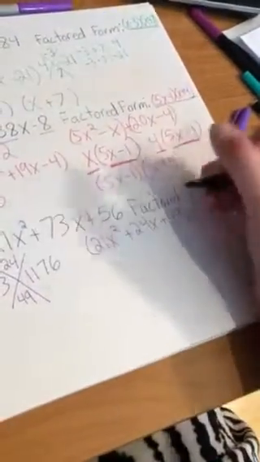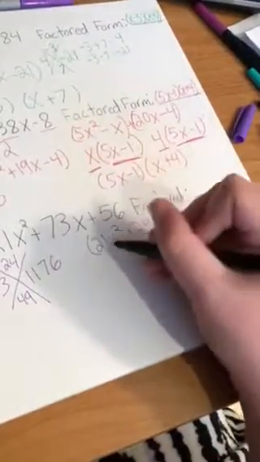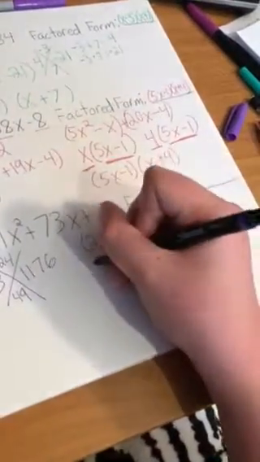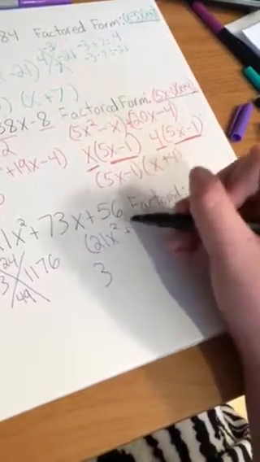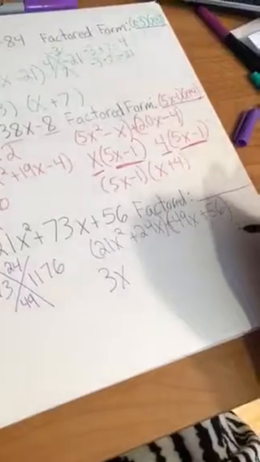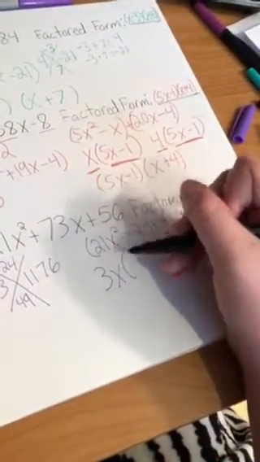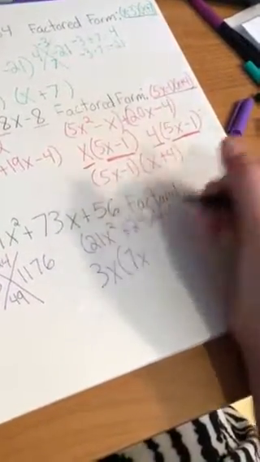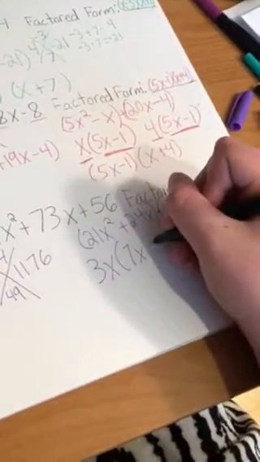So now we can group it. So the greatest common factor of 21 and 24 is 3. But also both terms have an x. So both of the x's are going to come out. And we have 3x as our total greatest common factor. So 21x squared divided by 3x gives us a 7x. And then 24x divided by 3x gives us positive 8.